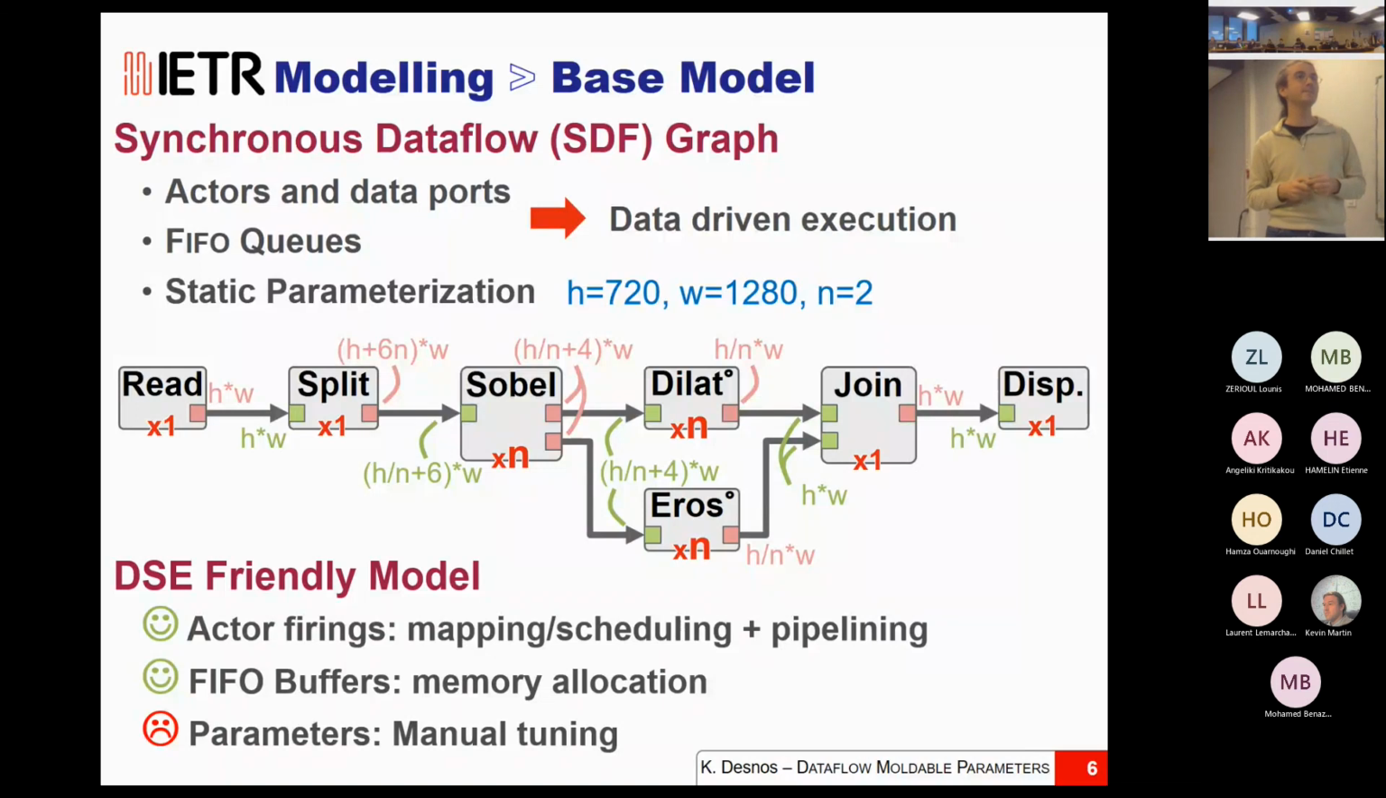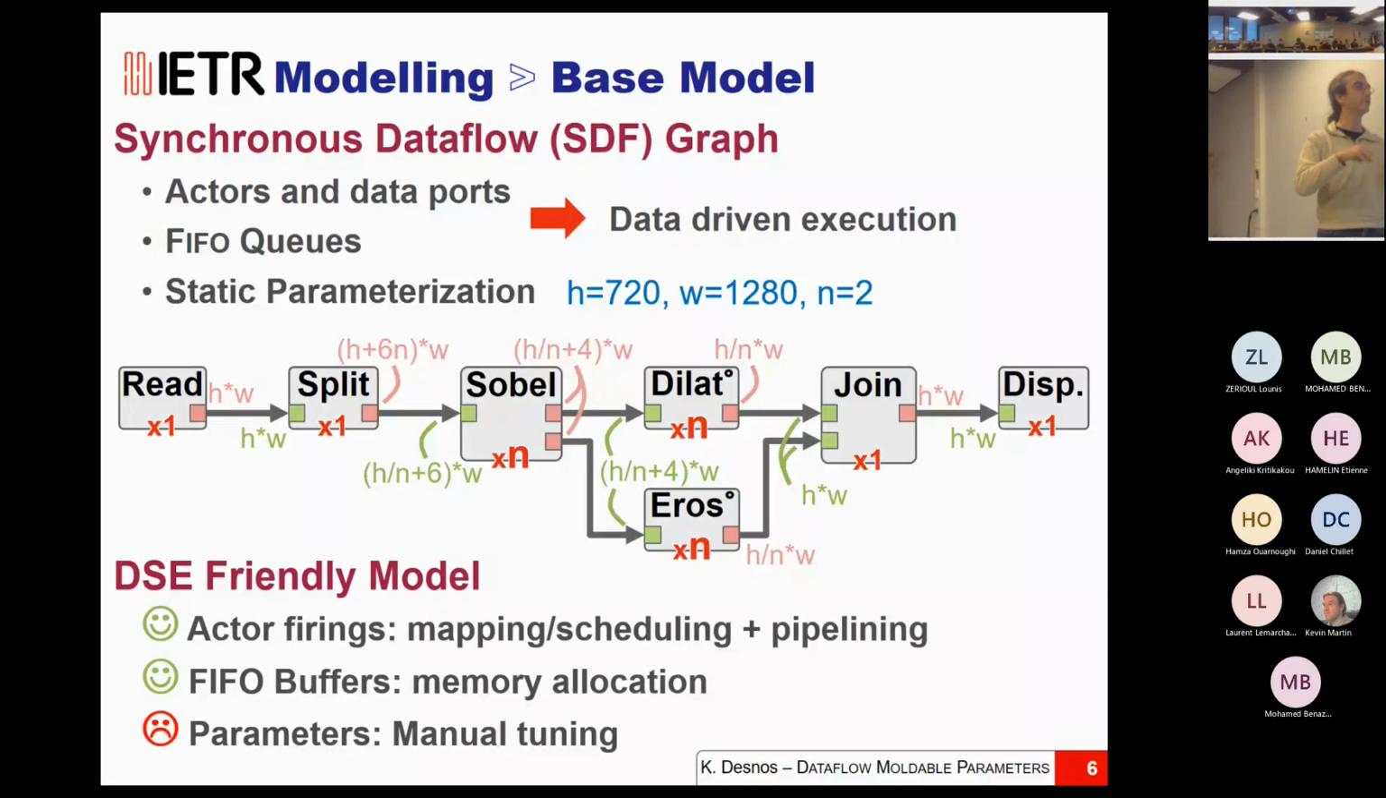And the last problem is that the parameters in this model, at the beginning of this paper, they require a manual tuning. So usually what we do as a programmer is that we take a model of the application and we try to change the value of this parameter to try to see how well it fits on the architecture.